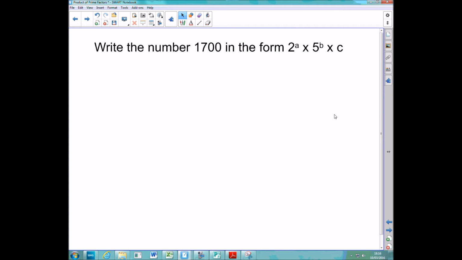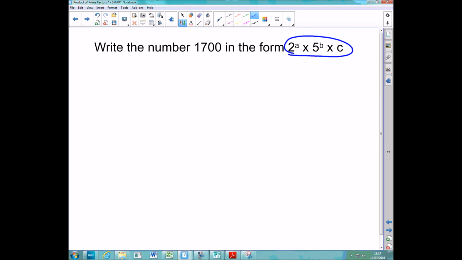Okay, so I've got a question on the board here, which is very similar to the question that I had before. It is also asking me to write the number 1700 as a product of its prime factors. Now hopefully you can see in the question that this bit here looks very similar to our answer in the last question.